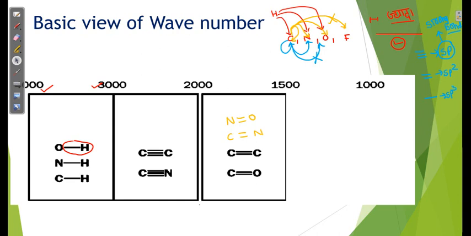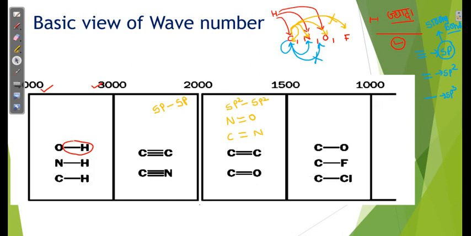In a broad way, I can say this is sp hybridization stretching, and this is sp2 hybridization stretching. And now this is carbon with a single bond: carbon with carbon single bond, carbon with nitrogen single bond, carbon with oxygen single bond, carbon with fluorine single bond. They require less energy, so they come under this region, or I can say this is sp3.